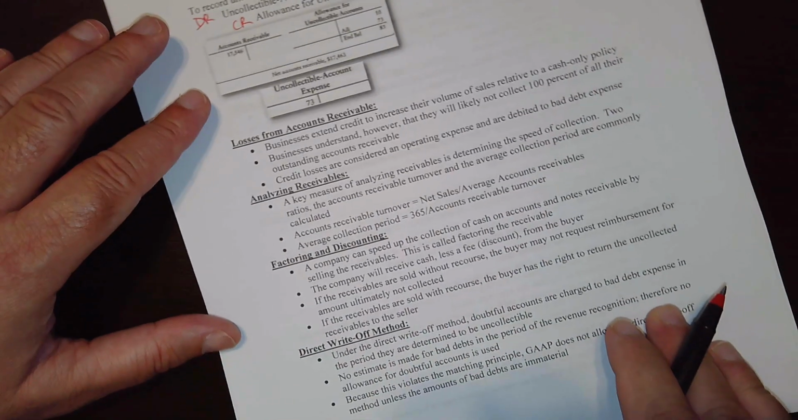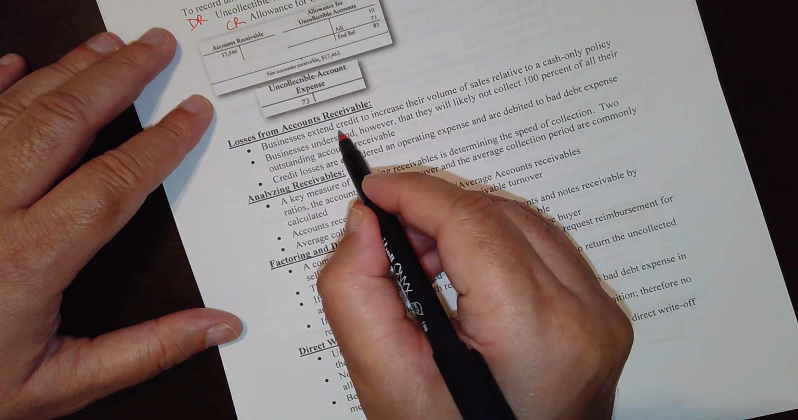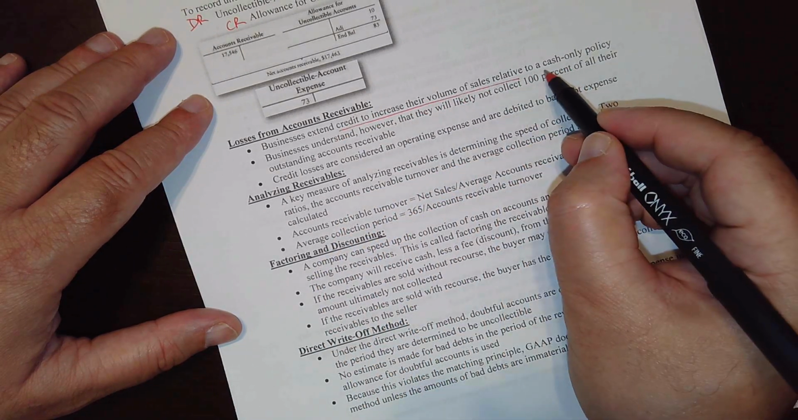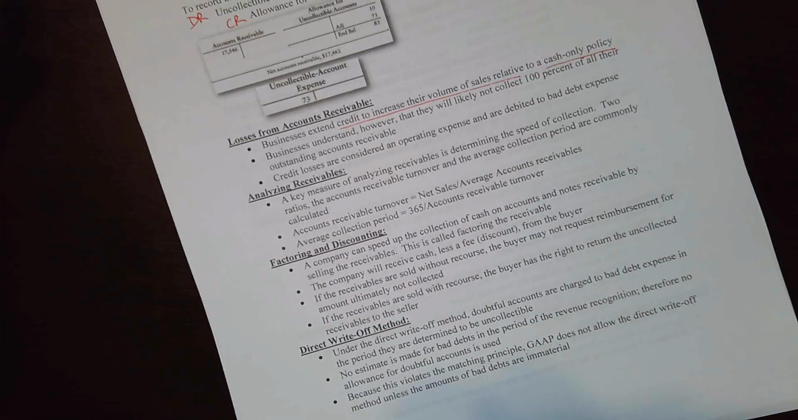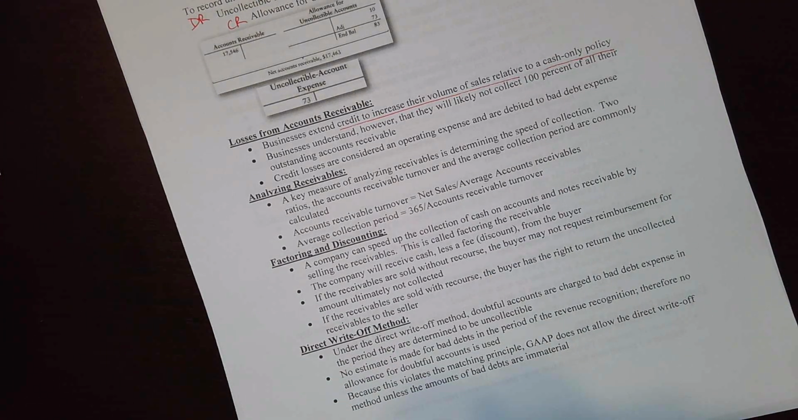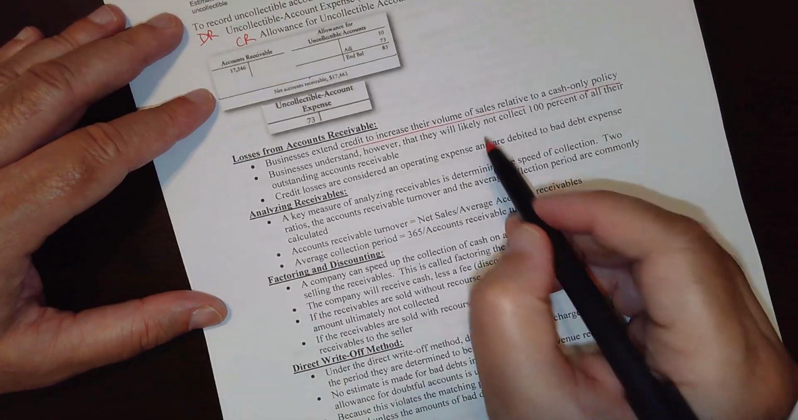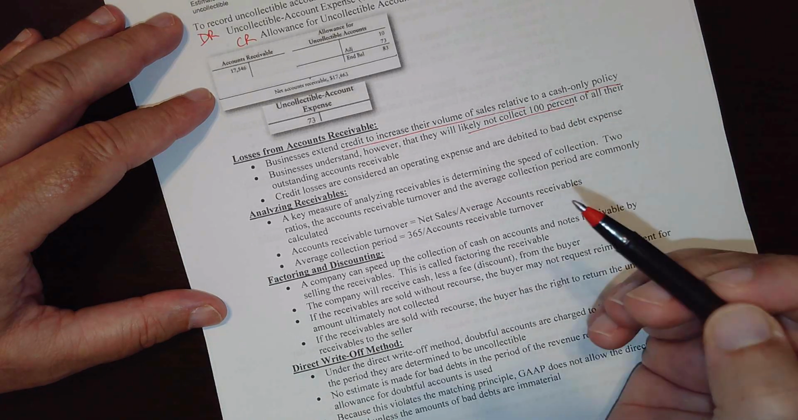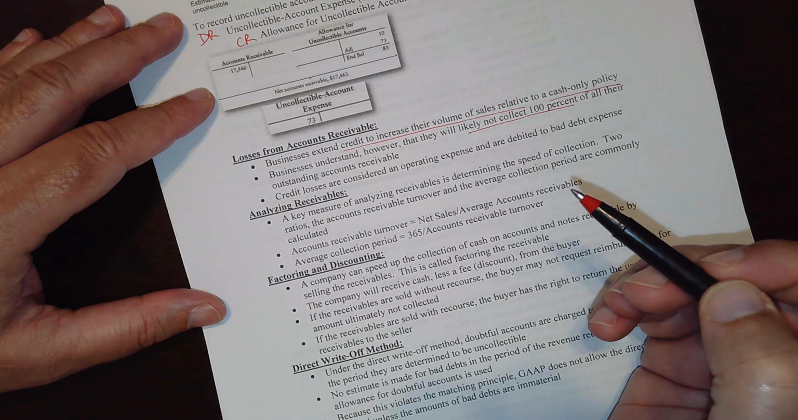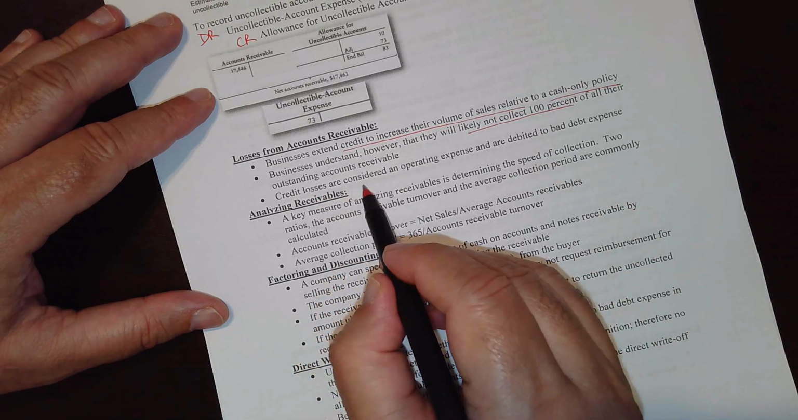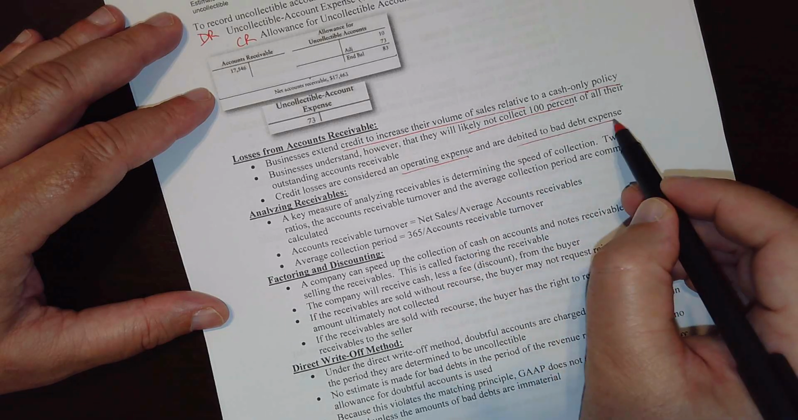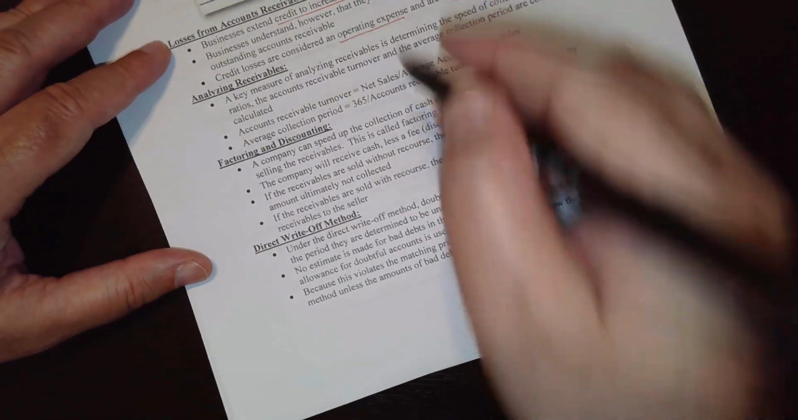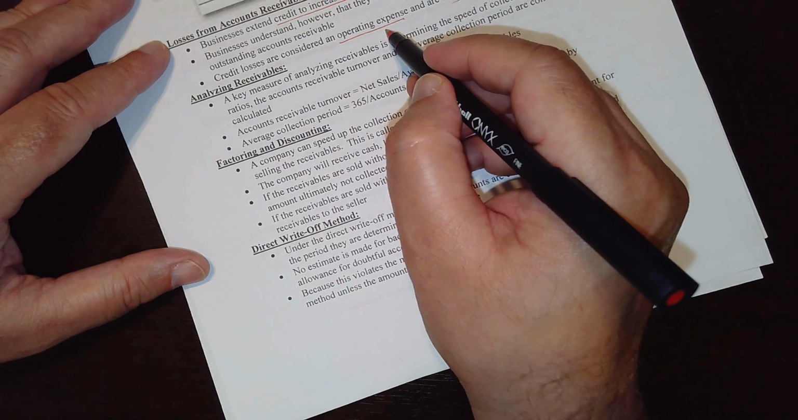Okay. Losses from accounts receivable. Businesses extend credit to increase their volume of sales relative to a cash policy. The idea is if you only sell via cash, your sales will not increase. So in order to boost sales, you should offer credit to your customers. They will not likely collect 100% of all their sales, but they still like to offer credit to their customers. Credit losses are considered an operating expense and are debited to bad debt expense. Why are we calling it an operating expense? Because it's a cost of doing business.